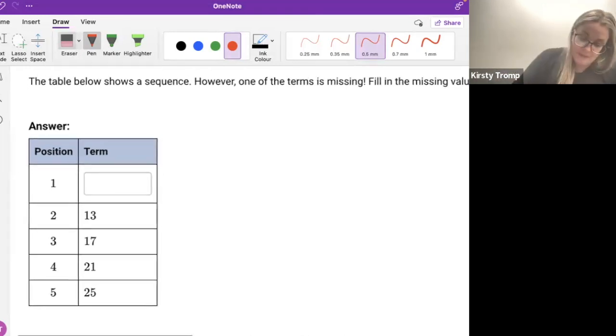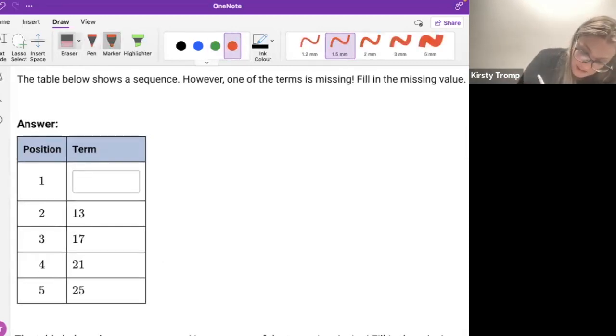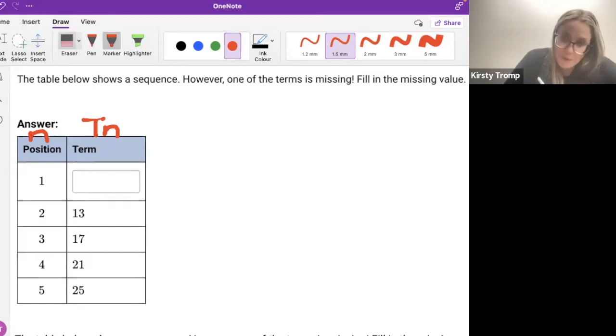So I've been given position, and because you guys have learned so much about it now, you know that this is the same thing as saying n, and we're looking for the term which is Tn. So I'm missing term number 1. I'm going to do the first one with you. Let's go and have a look. I don't know what the first term is, but the second term is 13, and then I have 17, and then I have 21, and then I have 25. So what am I doing each time, guys? I am adding 4.